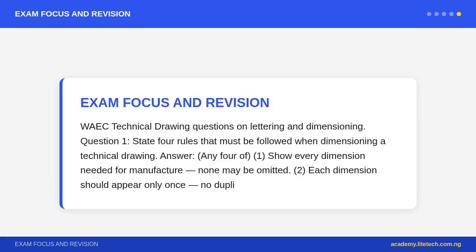Question 3. Why are guidelines used when lettering a technical drawing? Answer. Guidelines are faint, parallel horizontal lines drawn with a hard pencil, H or 2H, before lettering begins. They ensure that all letters are of uniform height and that the baseline is straight. Without guidelines, letters tend to vary in height and slope, reducing the clarity and professional appearance of the drawing.